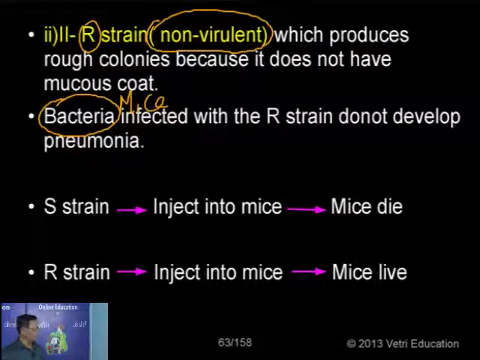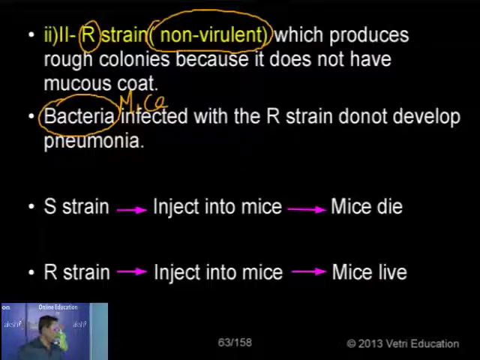In the first stage, he injected the S strain into the body of the mice. Immediately the mice died. The reason for the death is that the mucous polysaccharide coat acts as a toxin or antigen. The mucous coat, or polysaccharide coat, of the S strain acts as a poison responsible for the death of the mice, because that polysaccharide coat produces pneumonia in the mouse.